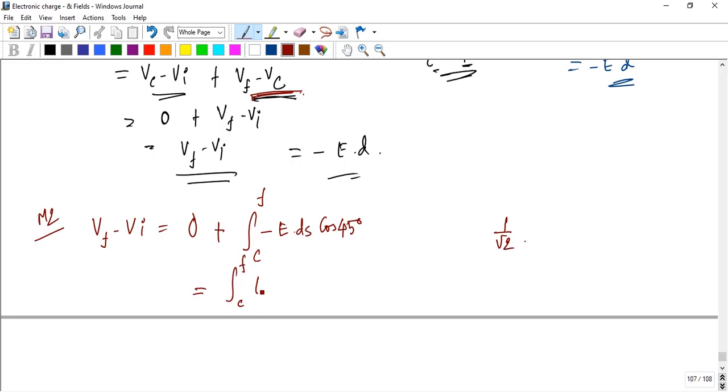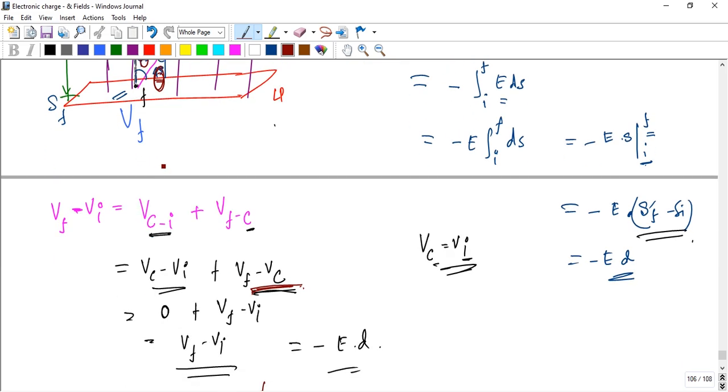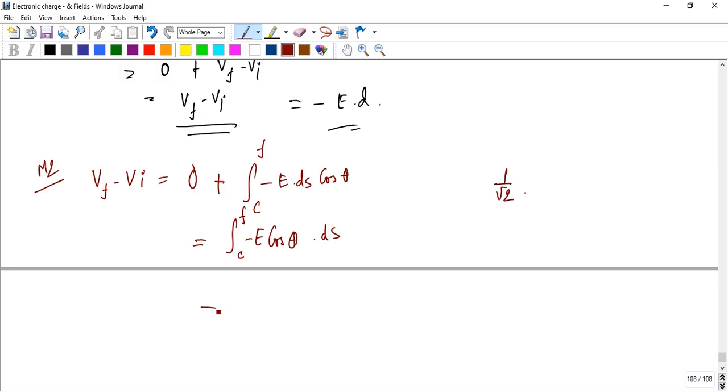That is minus E cos 45 degrees dot ds. If you choose any other value, suppose this angle is theta instead of 45, you get the same result obviously. Choose an unknown value of theta. So minus E cos theta, integral of ds from C to F. The integration of ds is s, so minus E cos theta times the length, s of f minus s of c.